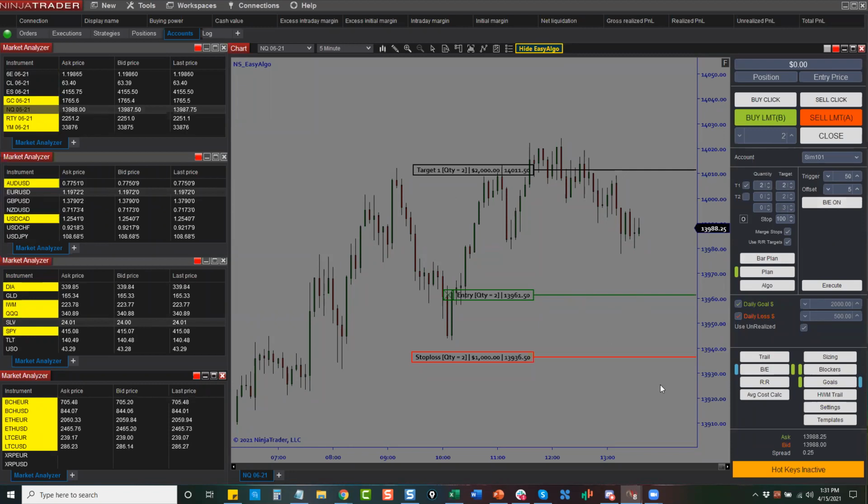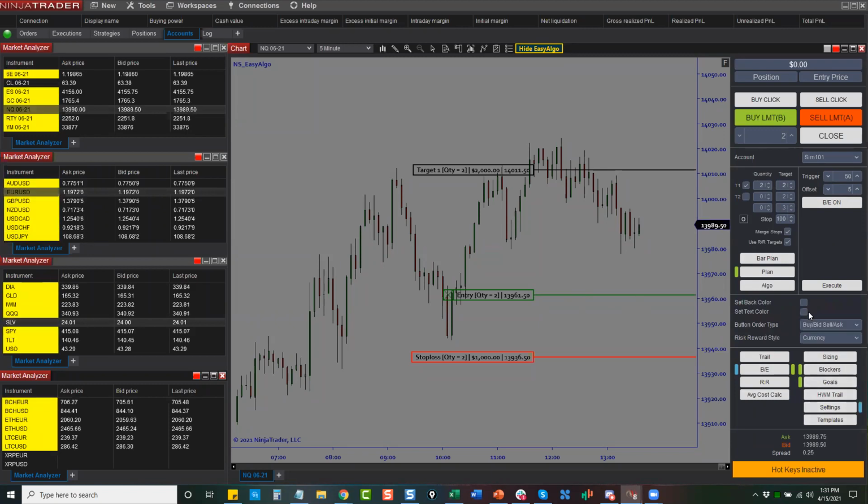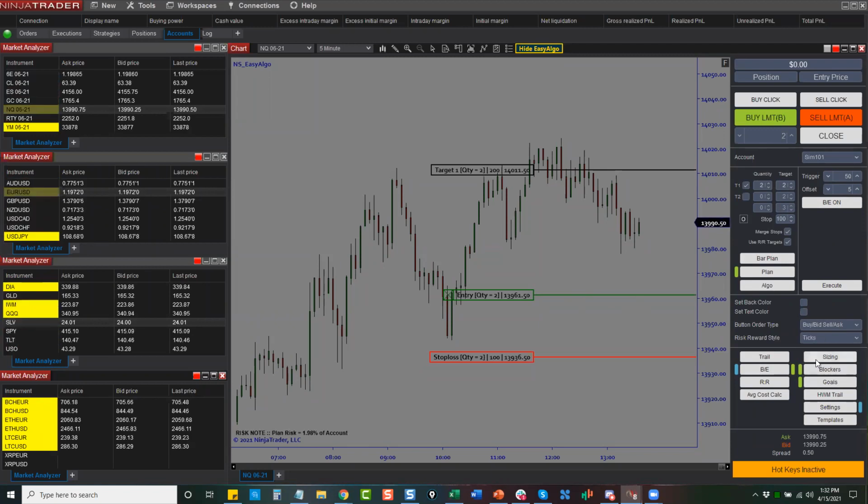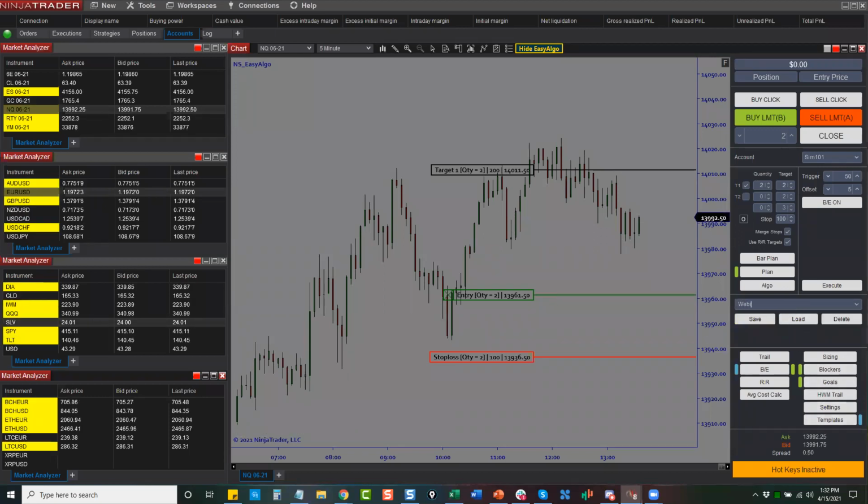Now I'm going to go into the settings here and make sure that I'm using currencies. I'm going to set this to ticks, not dollars, because I don't like to see dollar values on my flags. Then I'm going to go into templates and save this as webinar test, and I'm going to hit save.